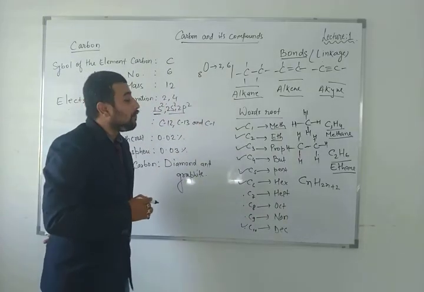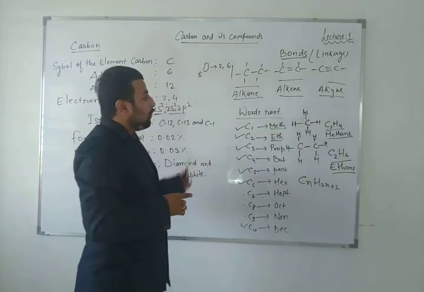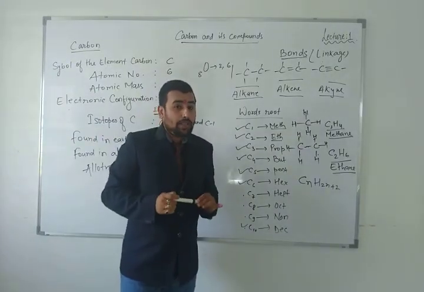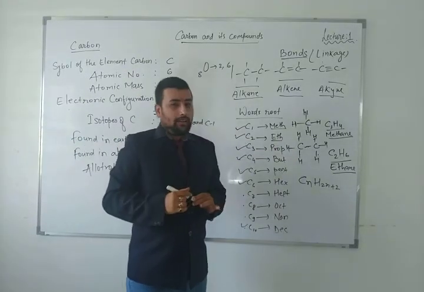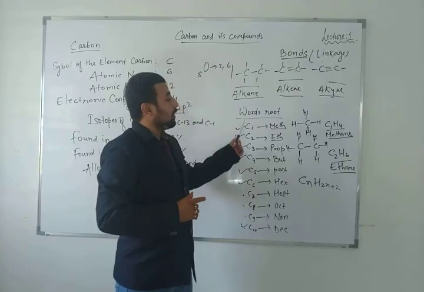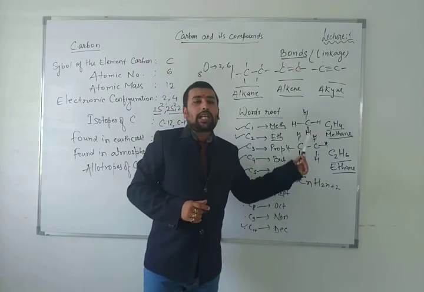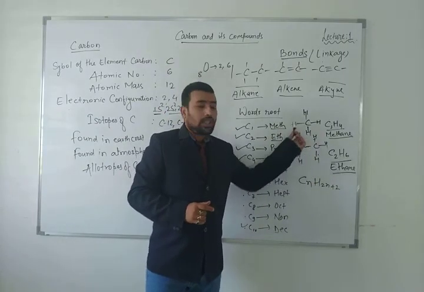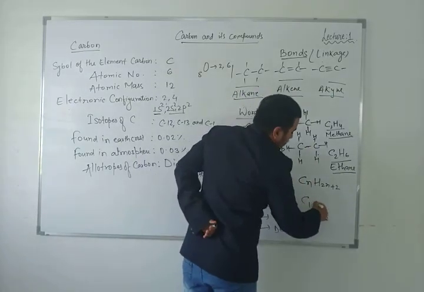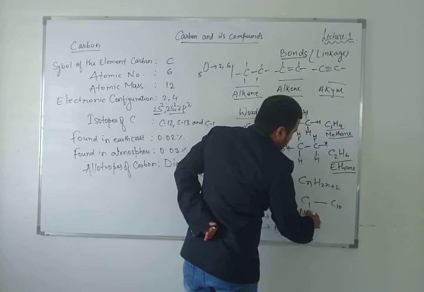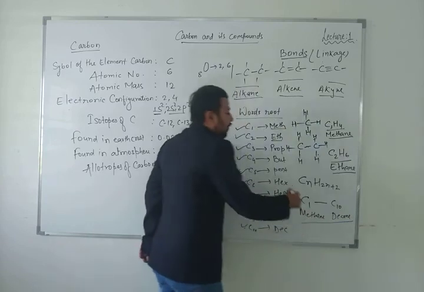Can you write this chemical formula and structure? Your homework for this video is to write from methane to decane. All the names: first of all you have to write the words root, meth plus A and E, methane, chemical formula CH4, and the structural formula, you have to draw this structure. From C1 to C10, methane to decane, you have to write the chemical formula and structural formula in your notebook.